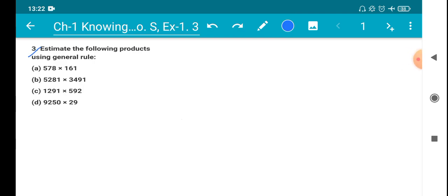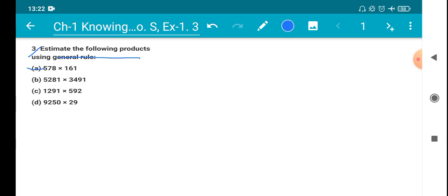So we are at the last question of exercise 1.3 from chapter 1, Knowing Our Numbers, in NCERT. Let's solve this and finish the chapter, okay? Question number 3 states: estimate the following product using the general rule. Even here, in a similar manner to what we did in the previous class, we estimate by rounding off using the rounding concept.